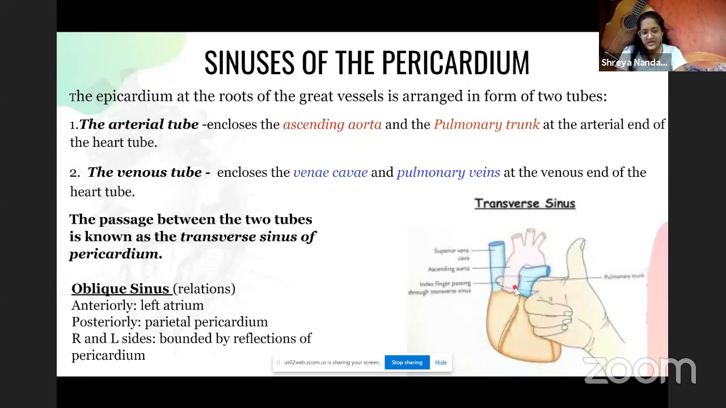Similarly, we have another sinus, that is the oblique sinus, which is a narrow, slit-like opening behind the heart. We can get an idea about its position by its various relations. For example, anteriorly, the left atrium is present. Posteriorly, we have the parietal pericardium, and on the right and left side, it is bound by the reflections of the pericardium.